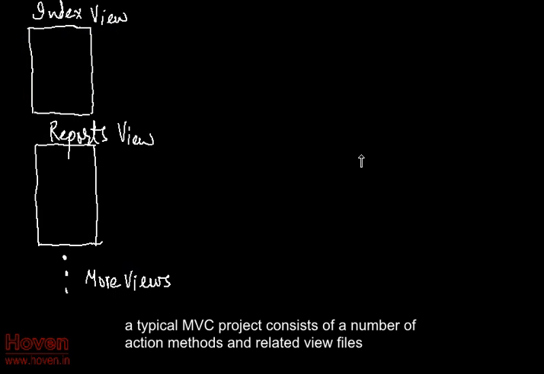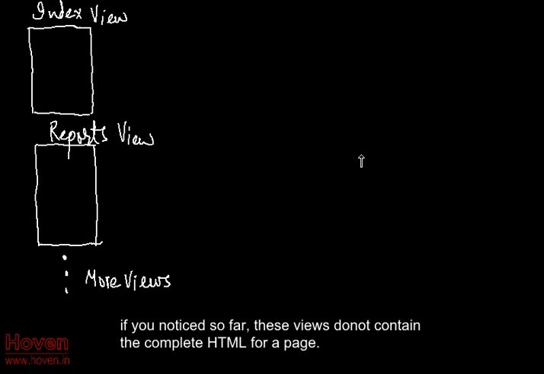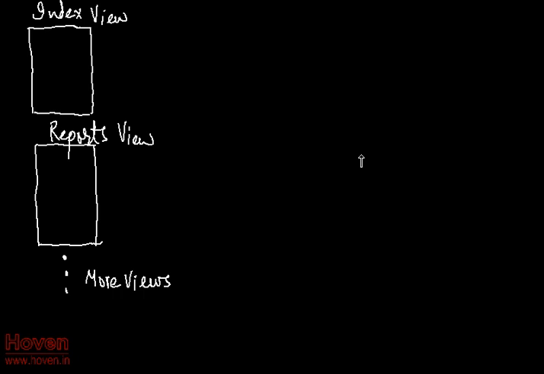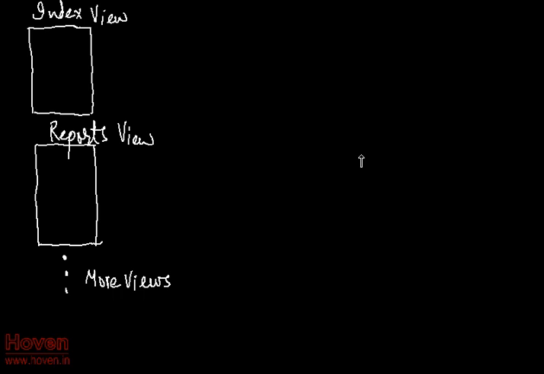A typical MVC project consists of a number of action methods and related view files. In this example, I have views like index, reports, etc. If you noticed so far, these views do not contain the complete HTML for a page. They seem to contain to the point HTML, the relevant one. Where does the enclosing HTML come from?